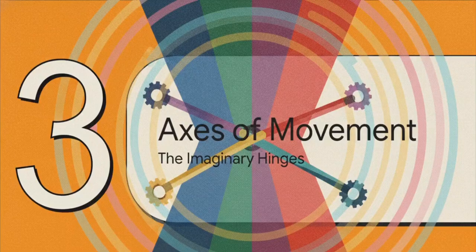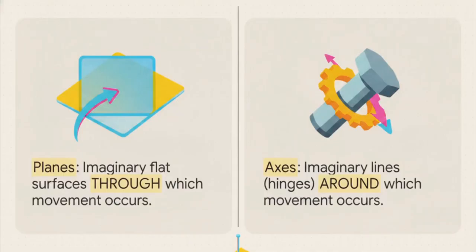All right, on to Section 3, the axes of movement. So we've built our three flat surfaces, right? But to actually bring the body to life mechanically, we really need imaginary hinges. And this perfectly illustrates the core difference between the two concepts. Planes are the imaginary flat environments you move through. Axes, on the other hand, are the imaginary lines, the actual hinges that you rotate around. Movement fundamentally requires a plane and an axis interacting completely perpendicularly to one another.